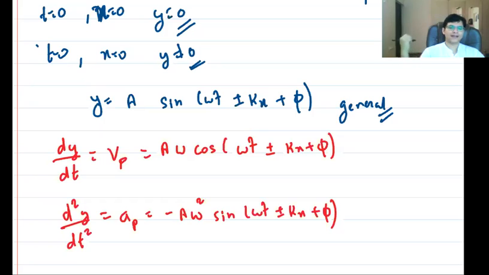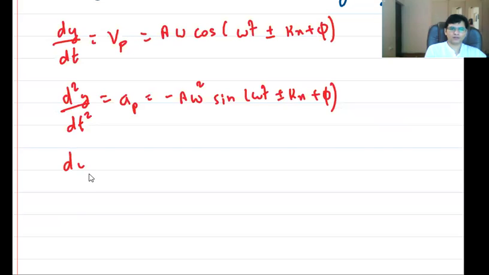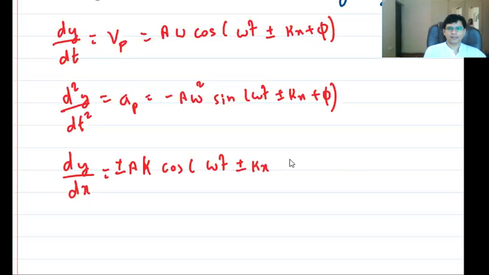फिर तुम बोलोगे सर यहाँ पे तो दो फंक्शन है, यहाँ पे तो x भी है ना, तो बोलेंगे कोई दिक्कत नहीं, राइट? हम x के हिसाब से भी डिफरेंशिएट करेंगे. Let's differentiate with respect to x also. So dy by dx करो एक बार, थिंक अबाउट इट. dy by dx करके देखते हैं क्या होगा. Tell me. It will be A omega, omega की k ना, because coefficient of x is k, right? So it will be plus minus depending on ये plus k है कि minus k है, right everyone? Right? Yes? Okay. Now it will be cos(omega t plus minus kx plus phi).